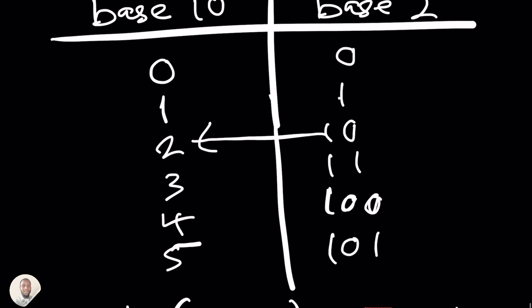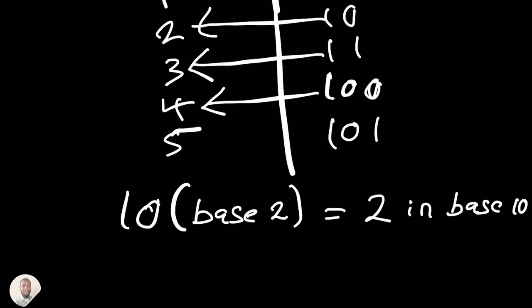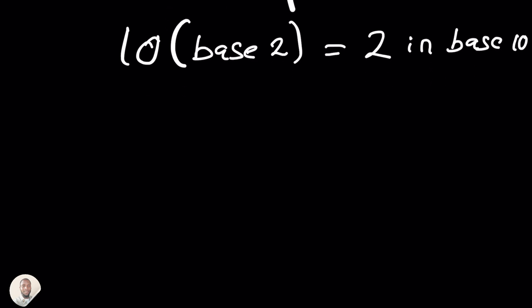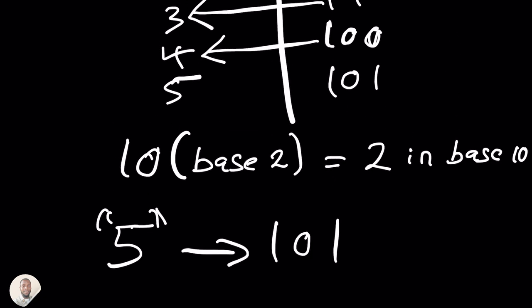Similarly, 11 in base 2 is equal to what? 3 in base 10. Also, 100 in base 2 is equal to what? 4 in base 10. This means that if you see 5 on your computer, the computer does not necessarily store it as 5, but it stores it as what? As 101. Do you see it?